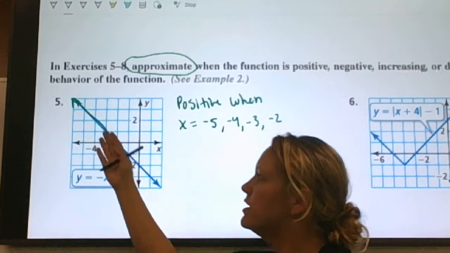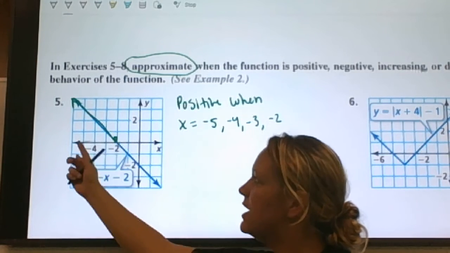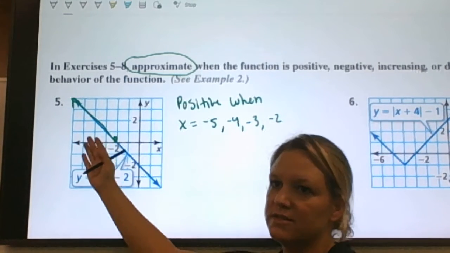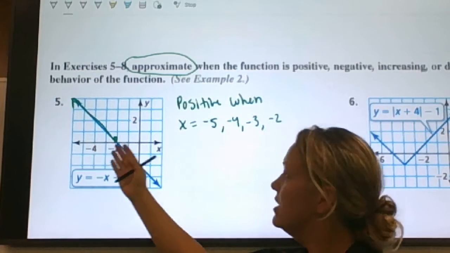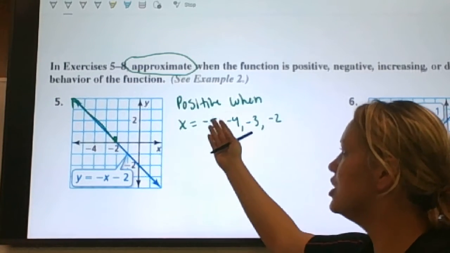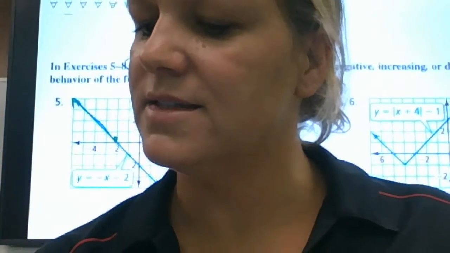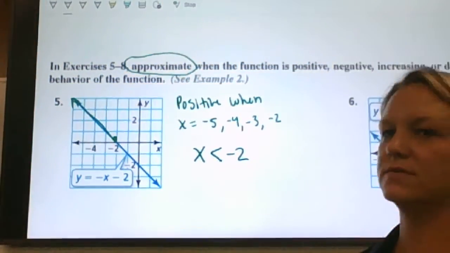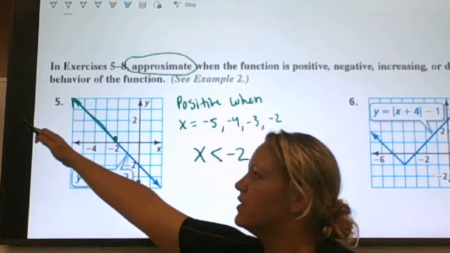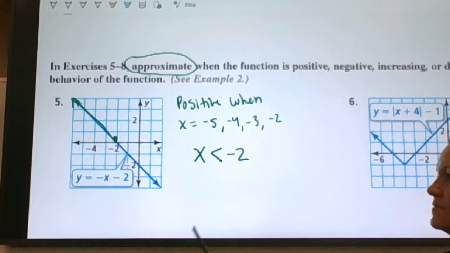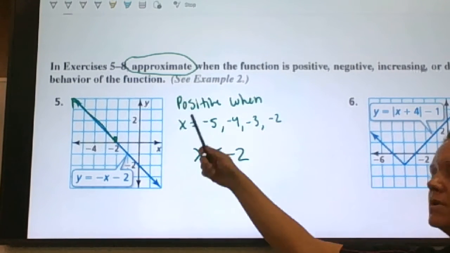We're not just drawing it, we're telling them where it is. It's positive when the x is over here. You see that? Now, this doesn't really show everything in the middle. So I would say when x is less than -2. This tells me it's everything over here. The symbol describes what the words cannot.